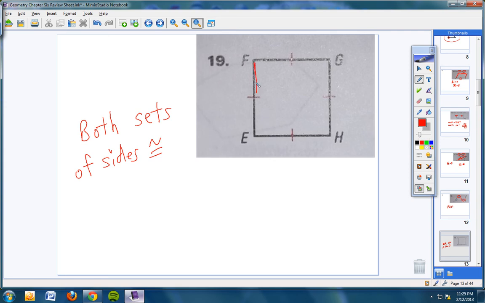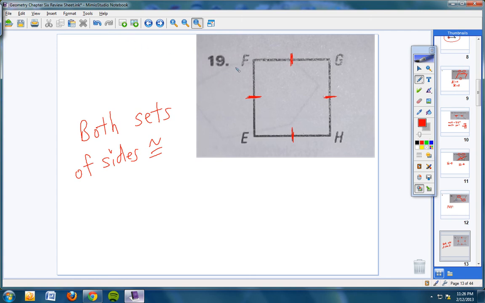What it means is this side here has to be congruent to this side here. And are they? Well, yes, they are. We have a congruency symbol here and a congruency symbol here. So far, so good. Now, is this side here congruent to its opposite side? Yes. We have a congruency symbol here and here.